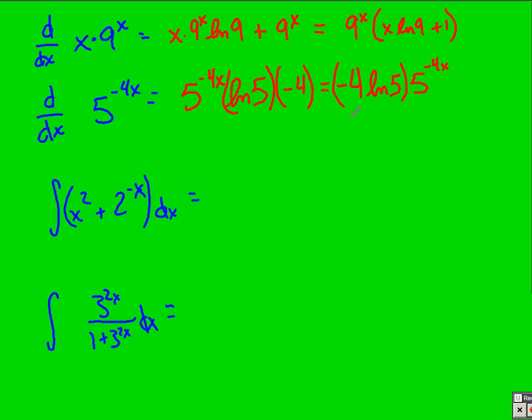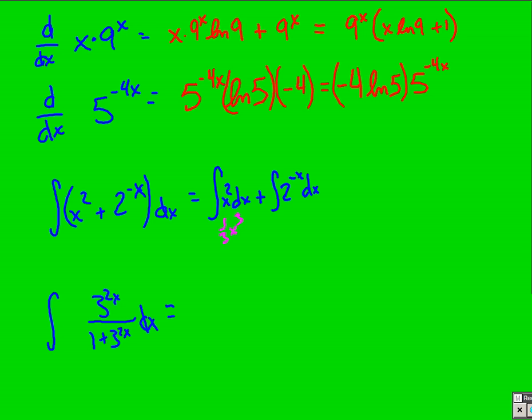Alright, now we have integrals. In this first one here, I have a sum as my integral. That means I can do each one of these individually. Integral of x squared dx and the integral of 2 to the negative x dx. This first one I know I can do. That's going to end up being 1/3 x cubed. For that one, we've done that many times before.